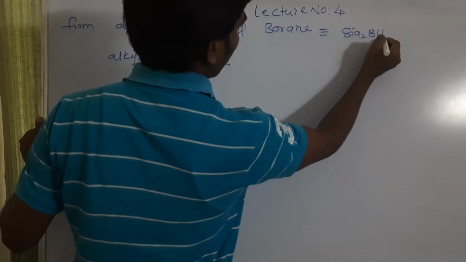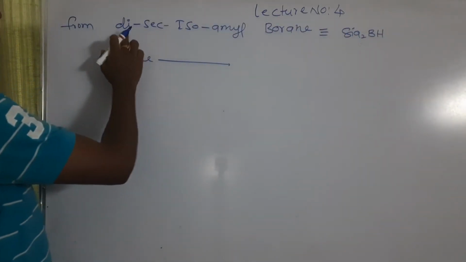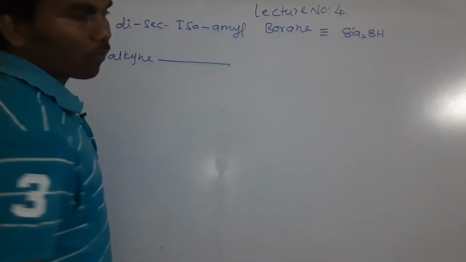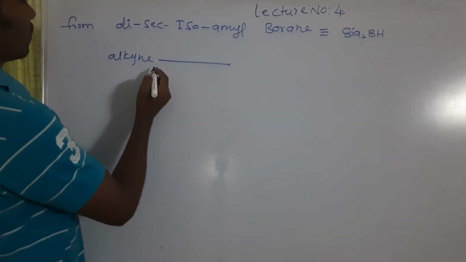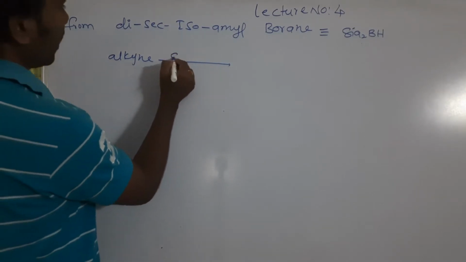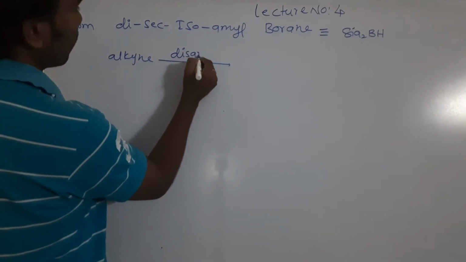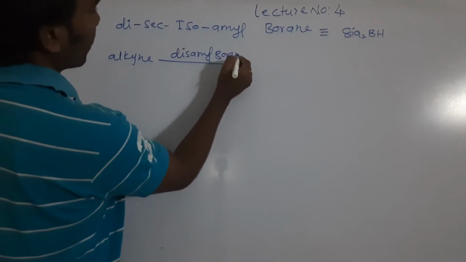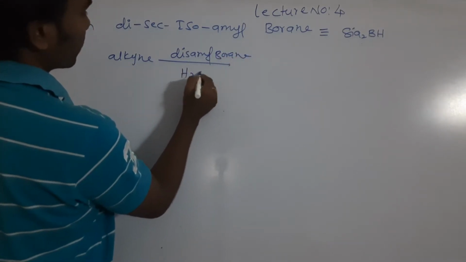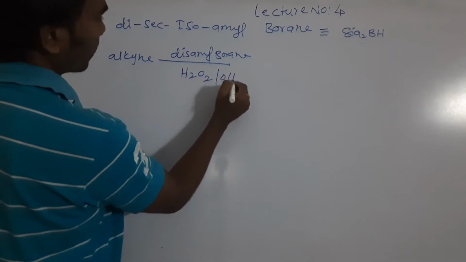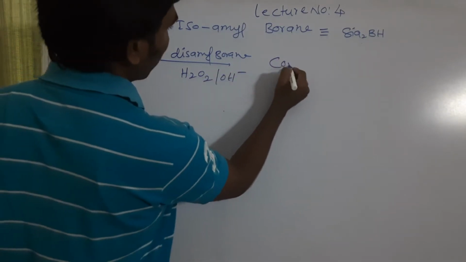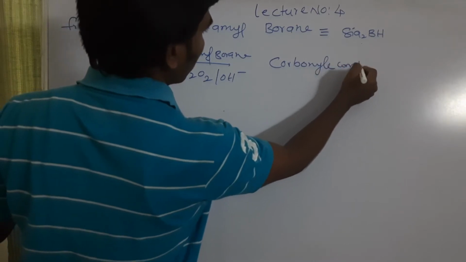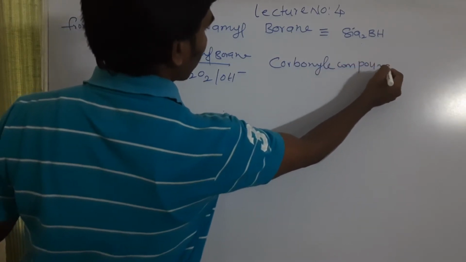SiA2BH. SiA2BH means disecondary isoamyl borane, isoamyl borane or disamyl borane, right? So alkyne and this disamyl borane, in presence of hydrogen peroxide and OH minus, is going to form a carbonyl compound. The carbonyl compound will form like this.